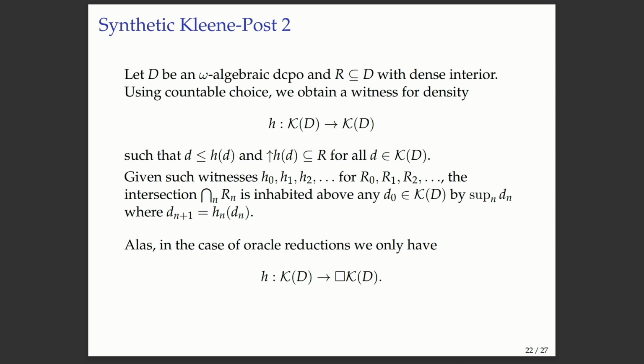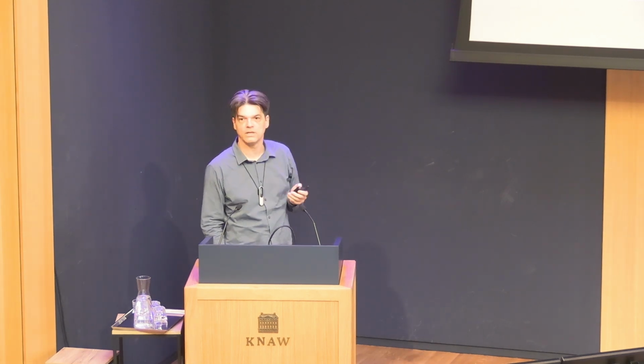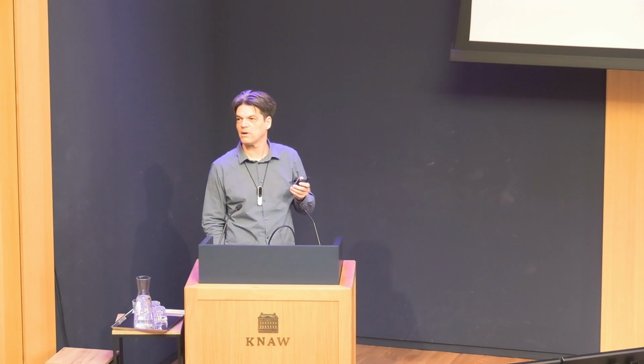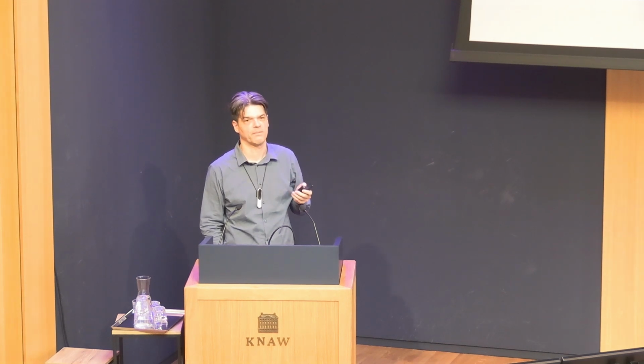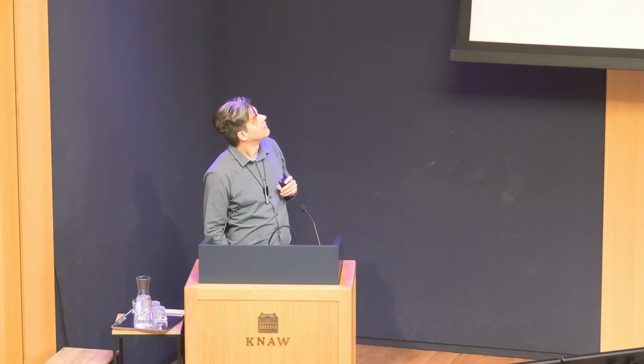But we can get out of this because every omega algebraic DCPO is an algebra for the box. You can go from the box D back to D. So we can do some monadic thingy and have a slightly more complicated construction, which people who think about computational effects and functional programming will like. That gives us the following theorem.